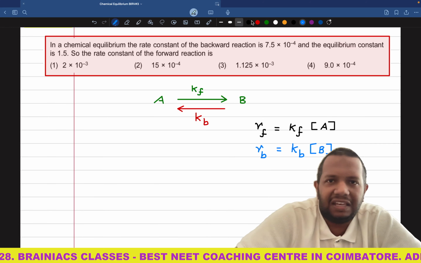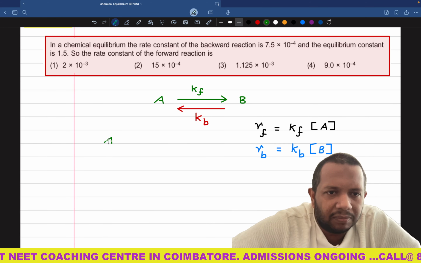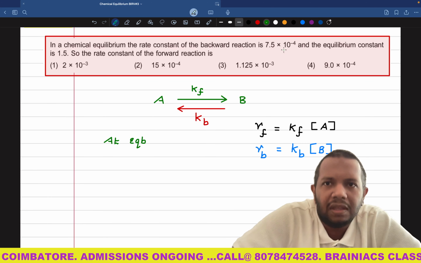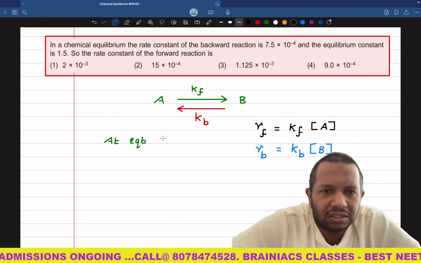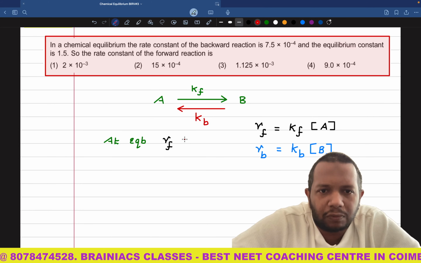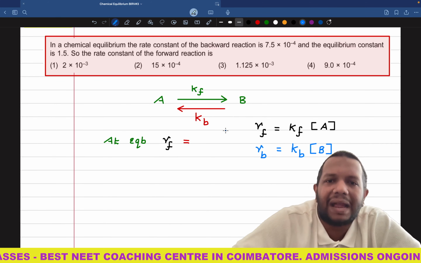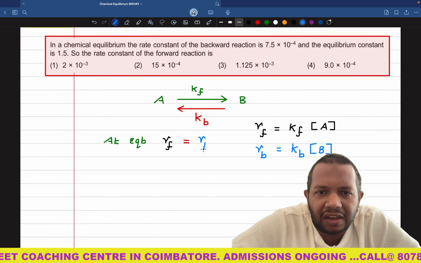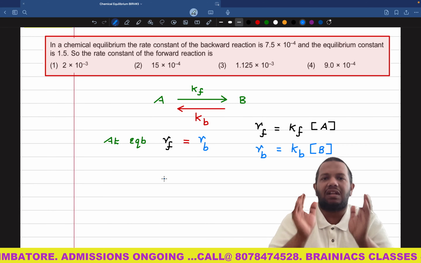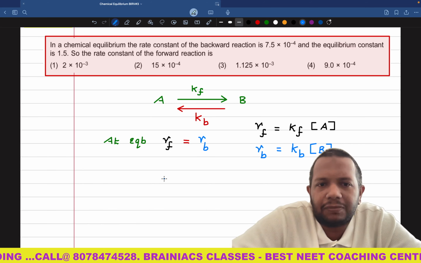Now we know that at equilibrium, what happens? The fundamental definition says that at equilibrium, the rate of the forward reaction becomes equal to the rate of the backward reaction. Whenever the forward reaction rate becomes equal to the rate of the backward reaction, we say the reversible reaction has attained equilibrium. Rf is equal to Rb.